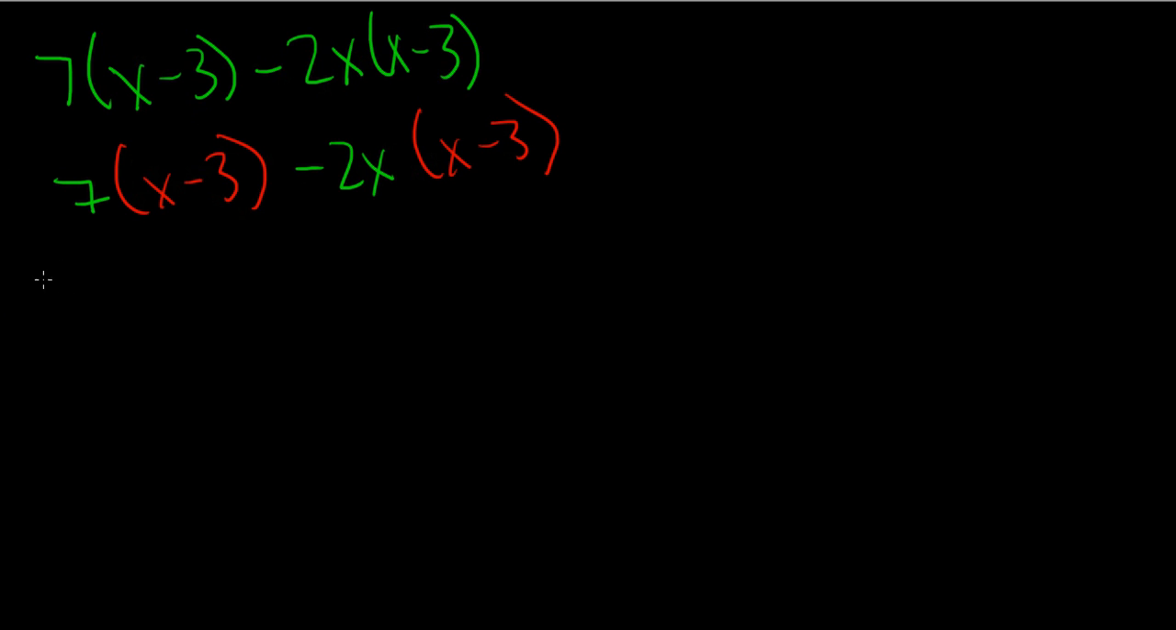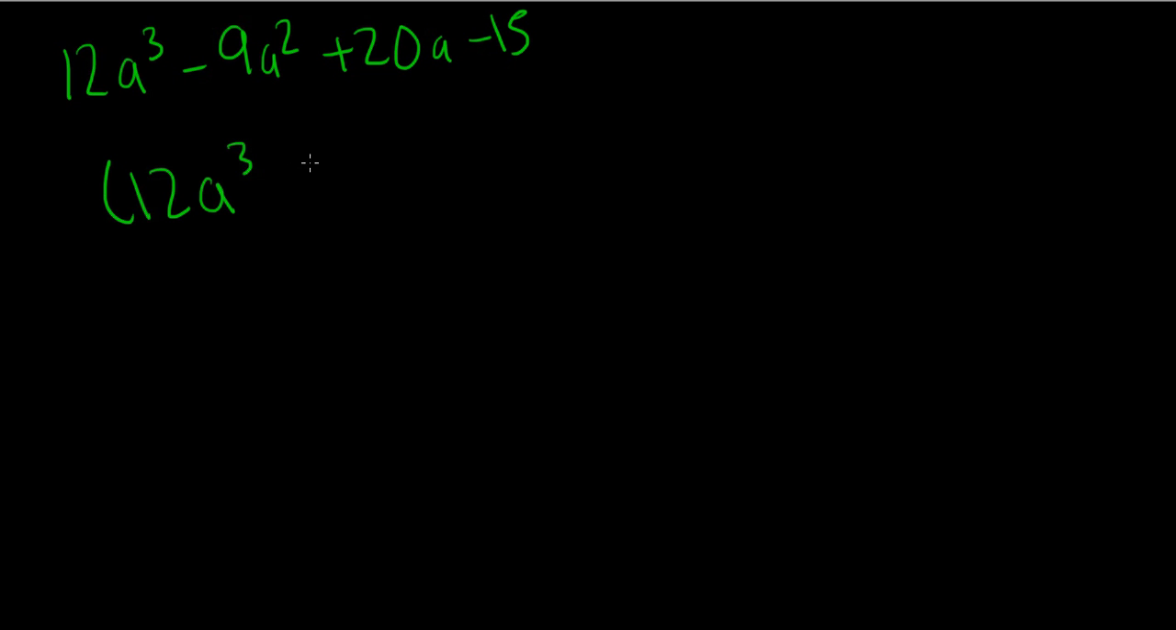So let's write x minus 3 first. And if we were to pull an x minus 3 away from the 7 times (x minus 3), we would only be left with a 7, the number in the green. And if we were to pull away the x minus 3 from the 2x times (x minus 3), we would only be left with a negative 2x. So our binomial can be factored down to (x minus 3) times (7 minus 2x).